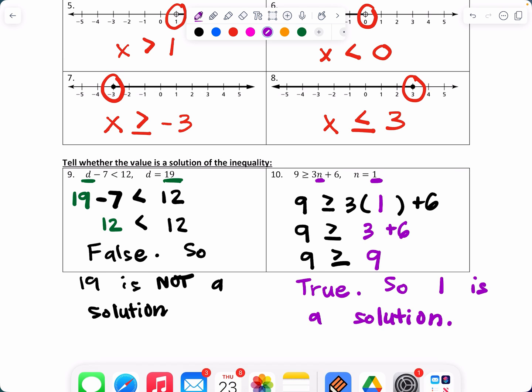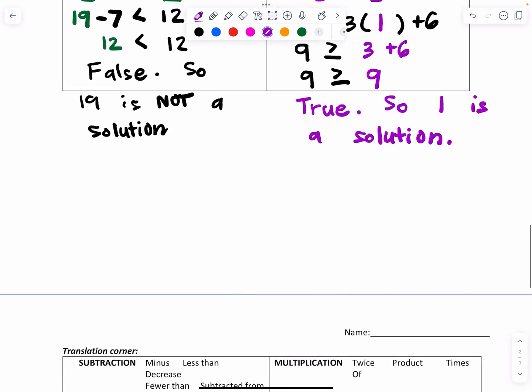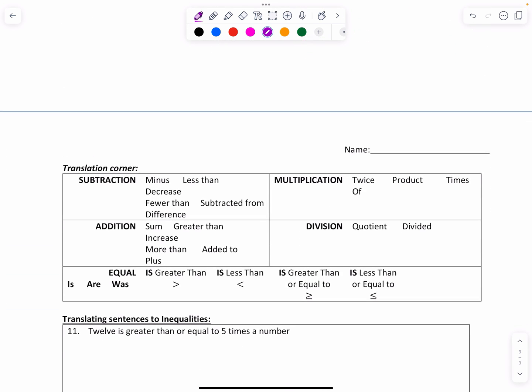Okay, one more thing to talk about in these notes. We are supposed to translate sentences into inequalities. I know that most of you don't love doing this, okay? It is something we're going to practice. It is something that's good for you. So, a little translation guide for you.